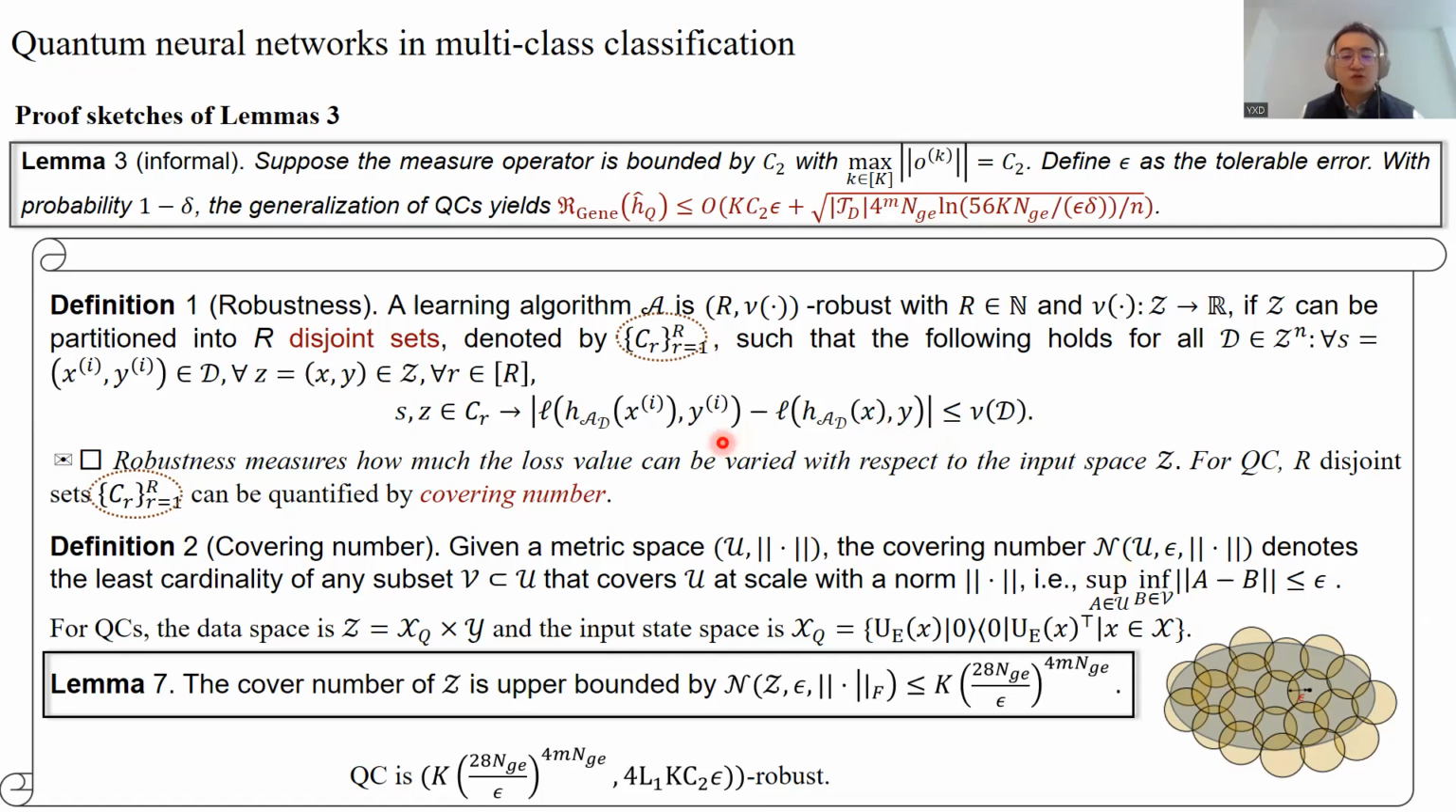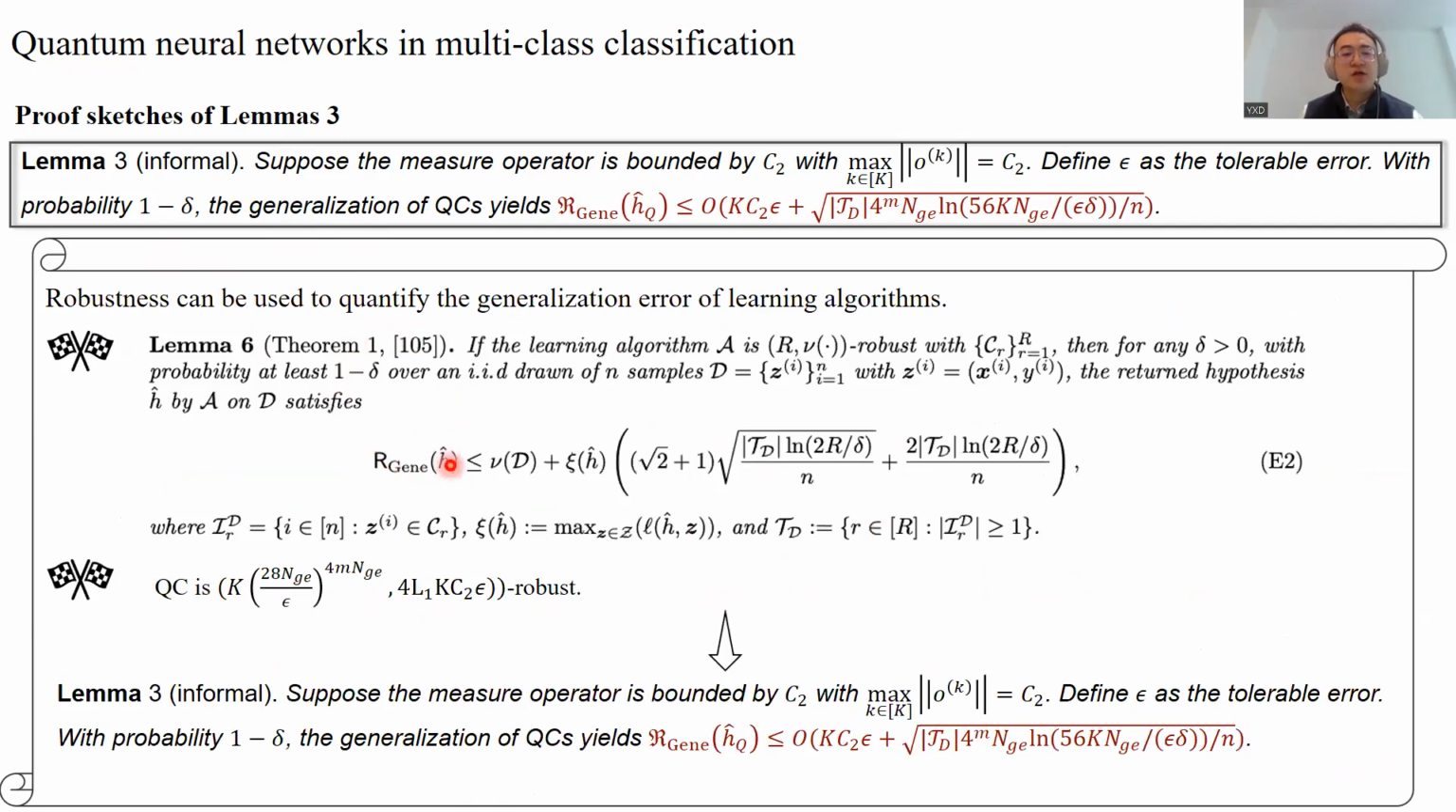When we use covering number to calculate the disjoint sets, we use lemma 2 to obtain that the number of disjoint sets CR is upper bounded by this term. And when we have the robustness quantity of the quantum classifier, we can just link it with the result in learning theory, which uses robustness to bound the generalization error, and we can get lemma 3. So the key issue in this lemma is how to link the covering number of the unitary space to get a reasonable upper bound.